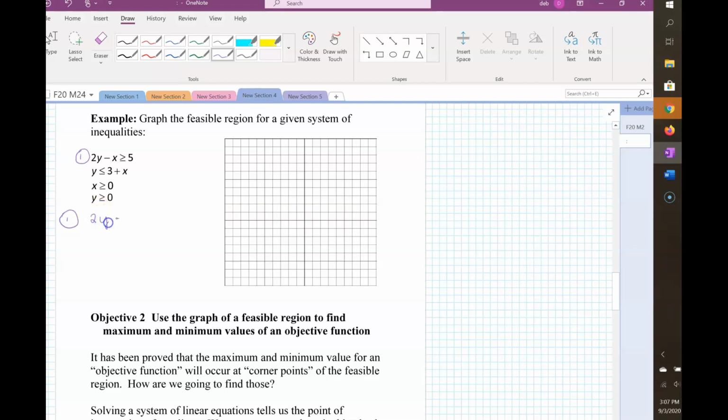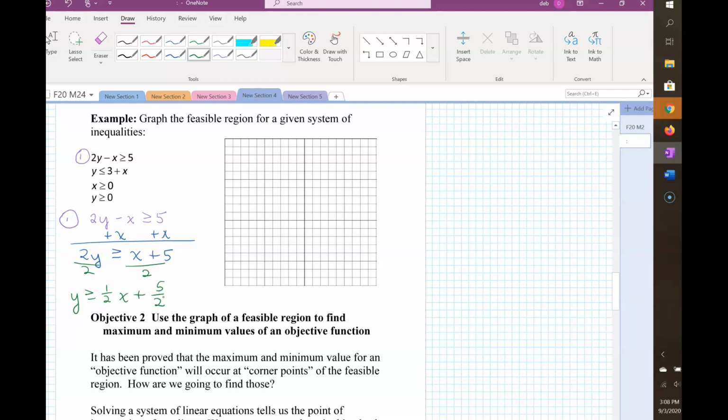So I have 2y minus x is greater than or equal to 5. Well, 2 doesn't divide evenly into 5, so the intercept method is not going to be a useful choice. So I'm going to solve for y by adding x to both sides. I get 2y is greater than or equal to x plus 5. And I'm putting the x first because I know I'm going towards an equation of a line. Then divide both sides by 2 and get y is greater than or equal to 1/2 x plus 5/2.